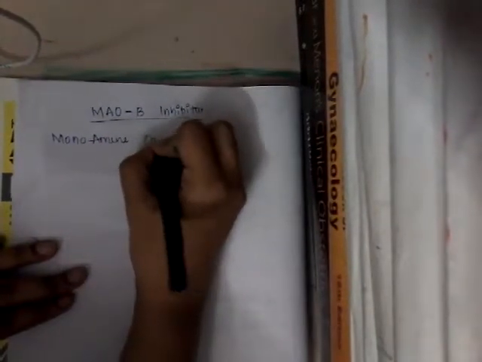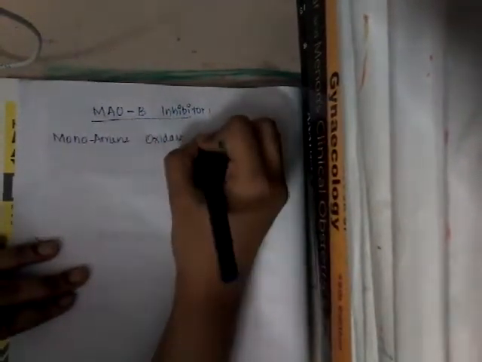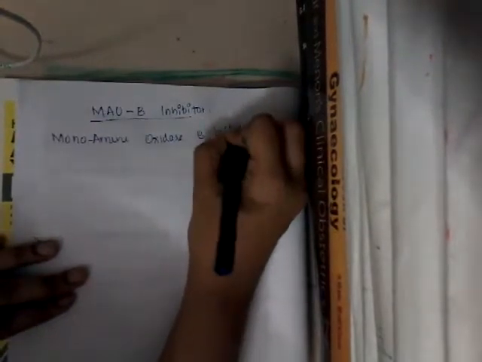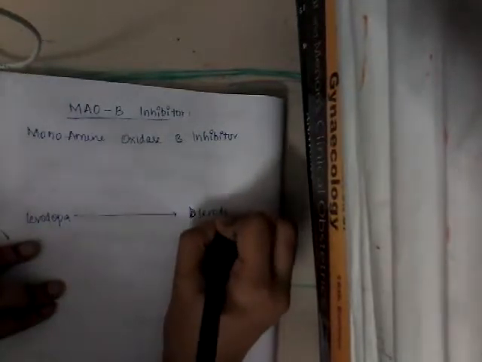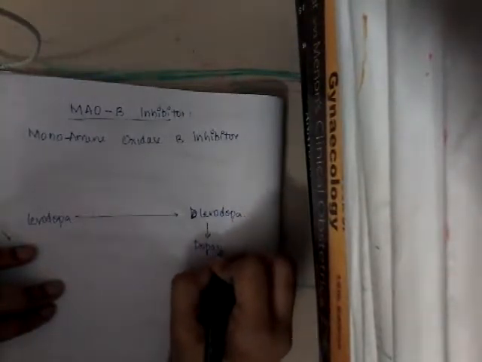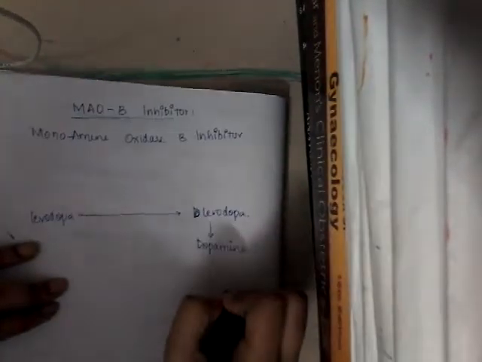So monoamine oxidase B inhibitor. How does this act? There is levodopa, right? This goes across the blood-brain barrier. So this levodopa, which has gone across the blood-brain barrier, is converted to dopamine.